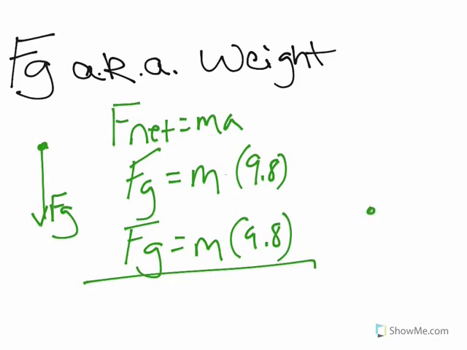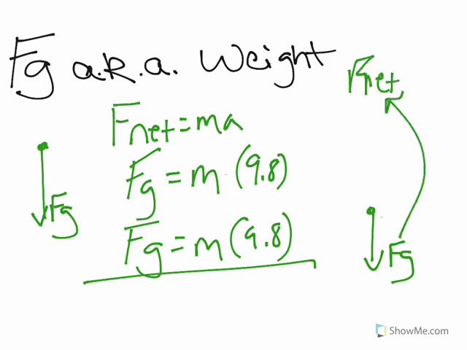The weight will always be straight down. And since it's straight down, when you go to plug it into your Fnet formula, it will go in as negative. Okay? So the force of gravity will go into your formula as negative since it's going down.